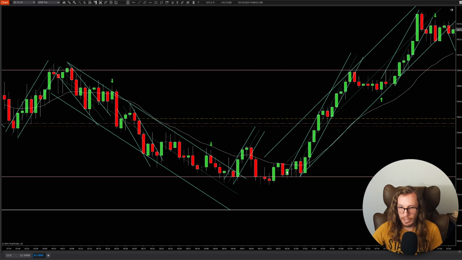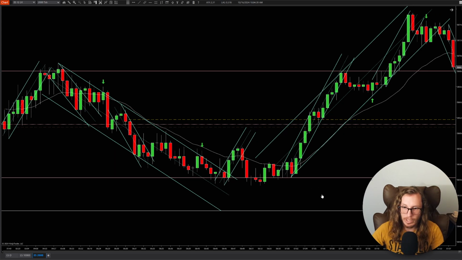And I'm glad I didn't take it because you would have been stuck sideways here, and it was congestion that did form. Eventually, it broke higher, but you would have had to sit through this, and this one could easily wick lower, stop you out, and then reverse. So it's good that I didn't enter there.